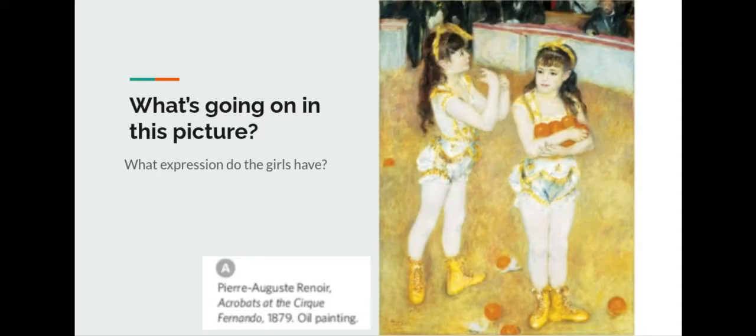Let's look at this image by Renoir. What's going on in this picture? The two girls look as if they are waiting to perform a juggling act. What probably happened to the girl on the left? It looks like she dropped her oranges because there's oranges in her arms and on the ground. What expressions do the girls have? An expression is how their faces look that shows emotion or feeling. I believe they seem comfortable and relaxed in their environment and even a little curious about the people who have come to see them perform.